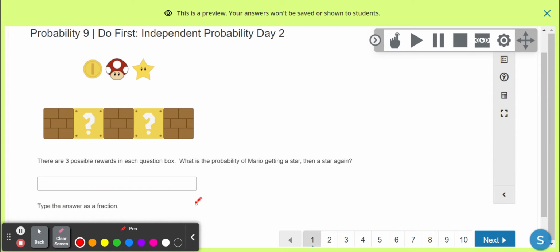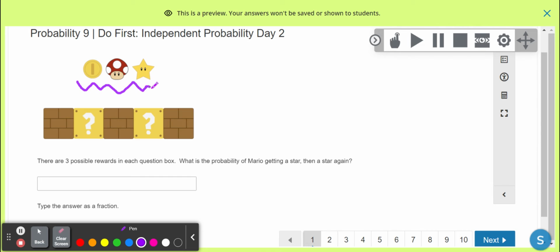I'm going to do a few examples from probability 9. You may or may not have these same questions because the questions are randomly generated. All right, so for this one, this is from like the Super Mario game where Mario jumps up, hits one of these question marks, and gets some sort of prize.